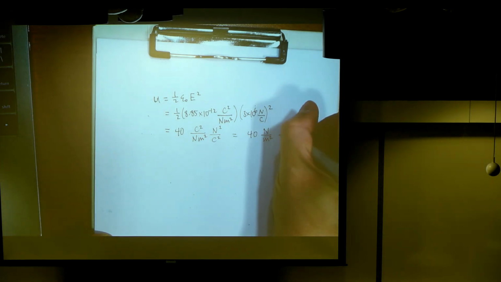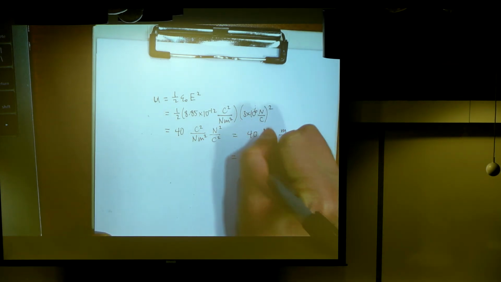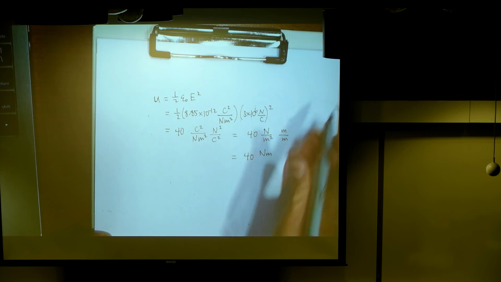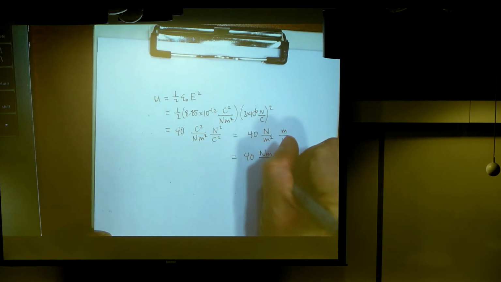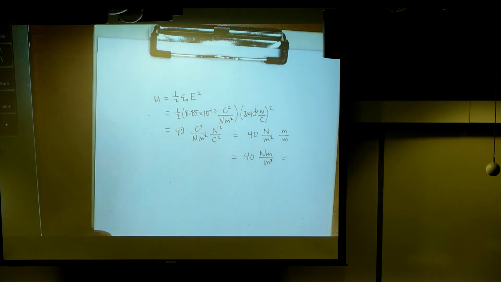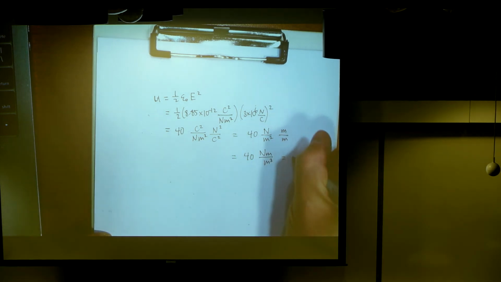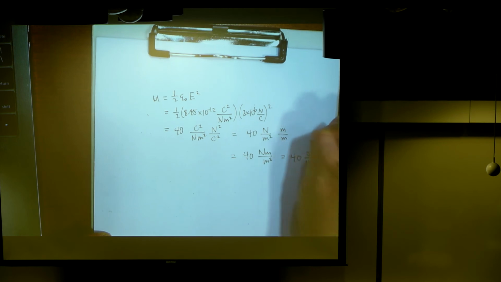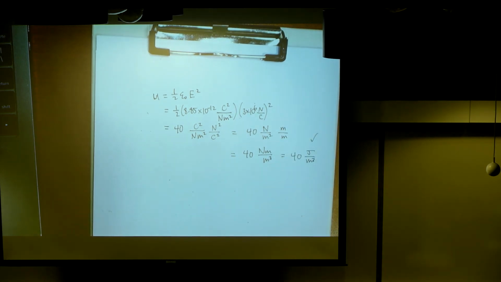So if we do that, we'll see that on the top I have newtons times meters now, and on the bottom now I have meters cubed. But remember, what's a newton times a meter? A joule. That's a joule. So that's how we get joules per cubic meter as our unit. That's where that comes from. Okay?